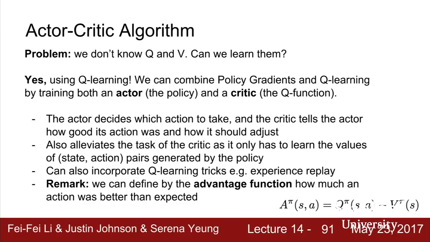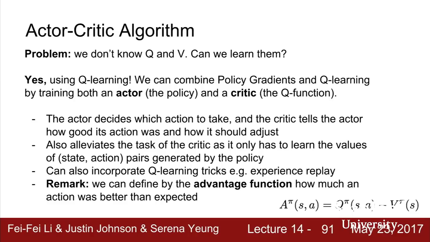Right, so using this approach, an actor is going to decide which action to take, and then the critic, our Q function, is going to tell the actor how good its action was and how it should adjust. And this also alleviates a little bit the task of this critic compared to the Q-learning problems that we talked about earlier of having to learn a Q value for every state action pair, because here it only has to learn this for the state action pairs that are generated by the policy.